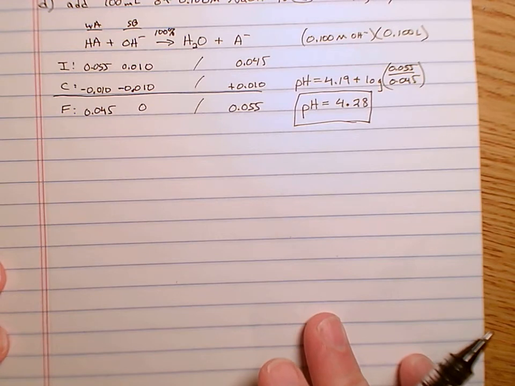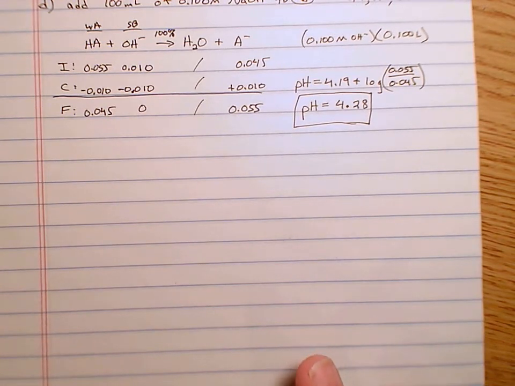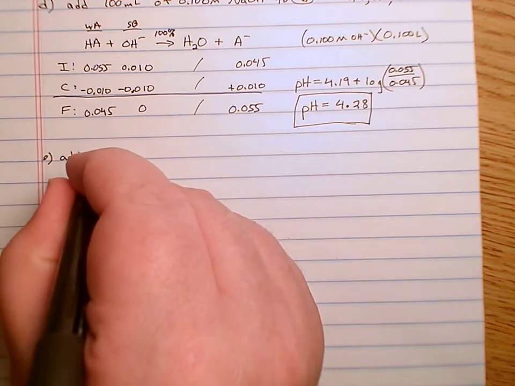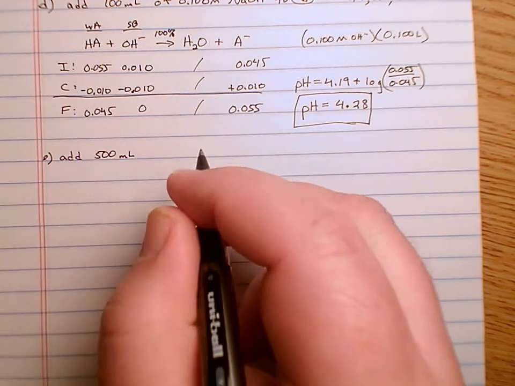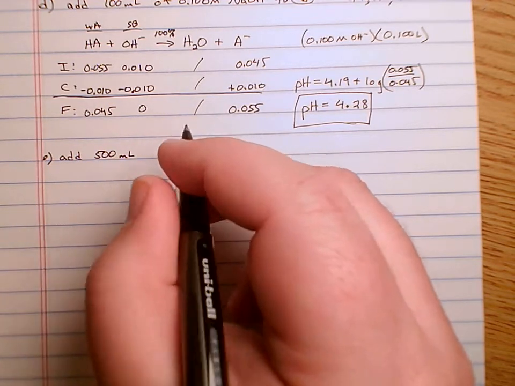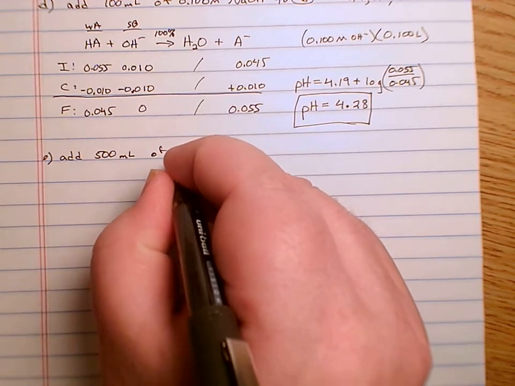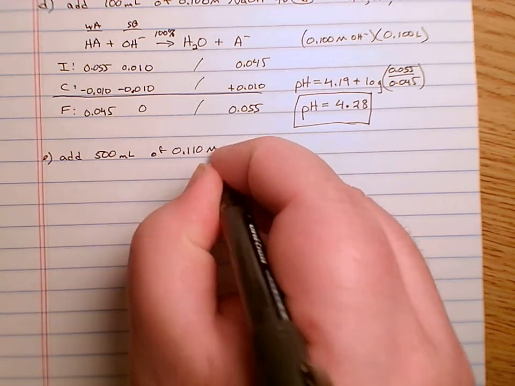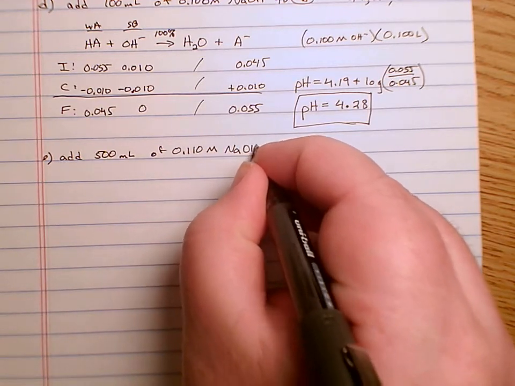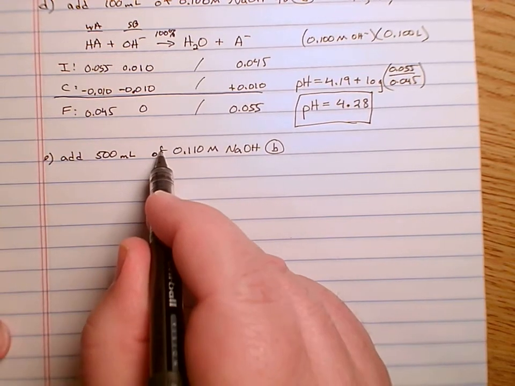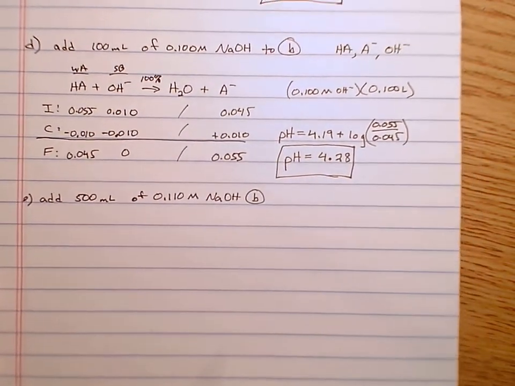All right, okay. The next step, E. Well, let's remind ourselves what we're doing for part E. For part E, we're going to add 500 milliliters of 0.110 molar sodium hydroxide to B, to our original buffer solution.